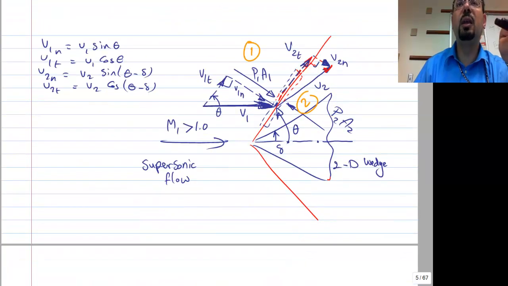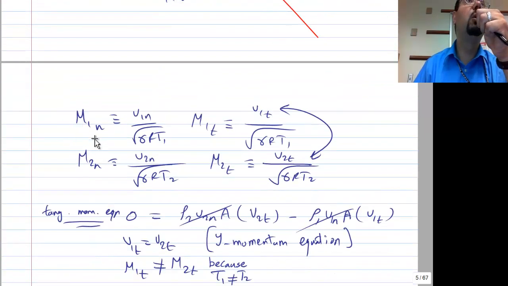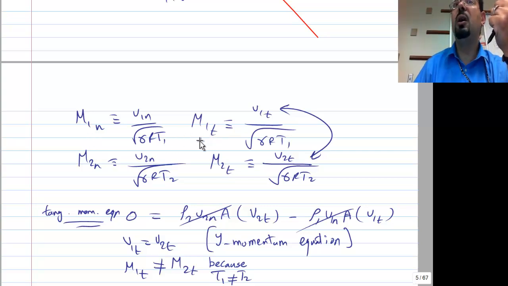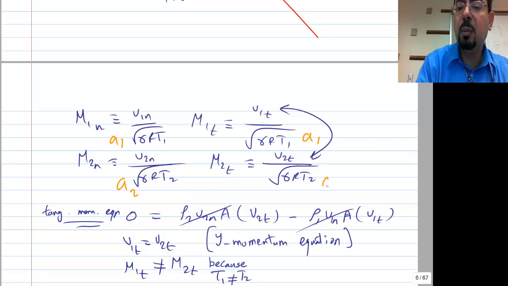Let's clarify one thing. There is V1 normal, V1 tangential, V2 normal, V2 tangential. Those are velocity components. So we can also define a Mach 1 normal and Mach 1 tangential, right? It's basically V1 normal over A1, V1 tangential over A1, and M2 normal, that's V2 normal over A2, and V2 tangential over A2.